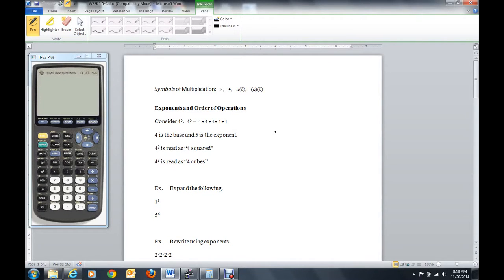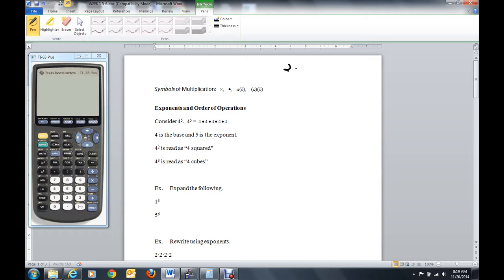Now let's talk about multiplication in exponents. Some things you may not realize is that previously you may have seen the x used for multiplication. Well, now we're going to use a dot. Or if you see variables with nothing in between them, that also means multiplication, and so do the parentheses.